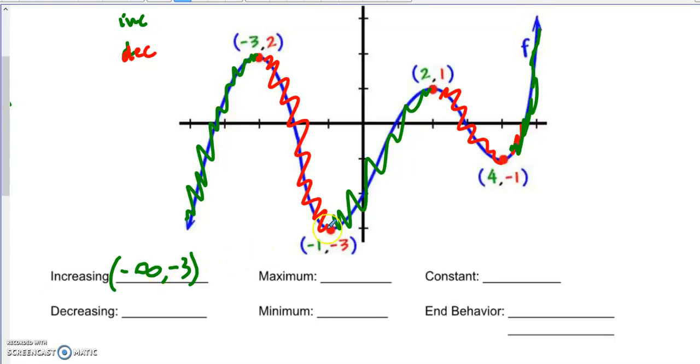Next, there's another part where it's increasing, this part here. Again, I'm going to look at the x values from x is negative 1 to x is 2. I'm going to write that like this, negative 1 comma 2 with some parentheses. And the last part, an x value of 4 all the way to the right to an x value of infinity.